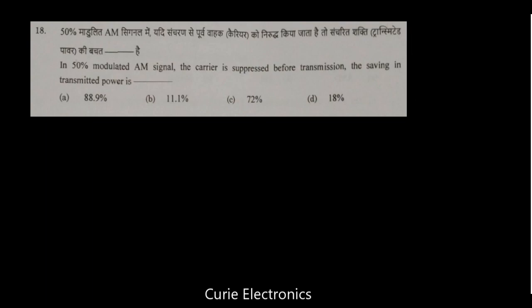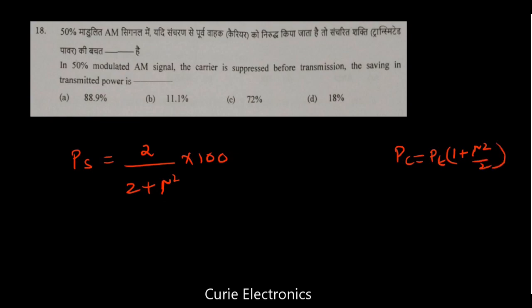Question number 18. In a 50% modulated AM signal, the carrier is suppressed before transmission. The saving in transmitted power is given by PS, that is 2 upon 2 plus mu square multiplied by 100. There are different equations. We have the equation for when the full carrier is transmitted, that is PT equal to PC multiplied by 1 plus mu square upon 2.